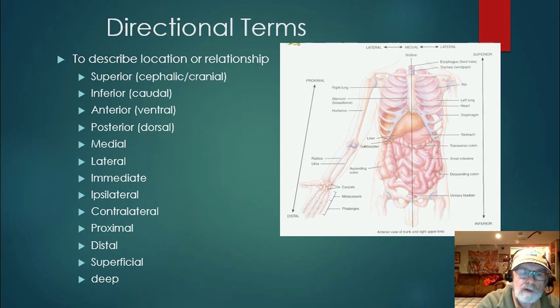A couple other words we need to know here are superficial and deep. Doesn't take a rocket scientist to figure this one out. If something's superficial compared to something else, it's closer to the surface. If something is deep, it's further away from the surface. I hope you don't have to spend a whole lot of time thinking about that. If you are, we're going to be in for a long semester. So superficial means closer to the surface of the body. Something that is deep would be deeper in the body.